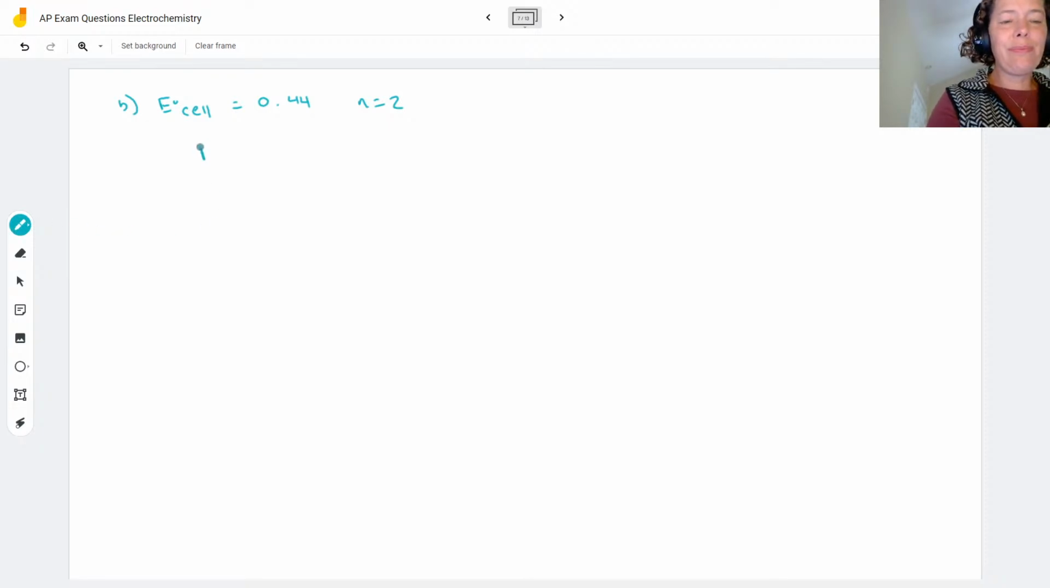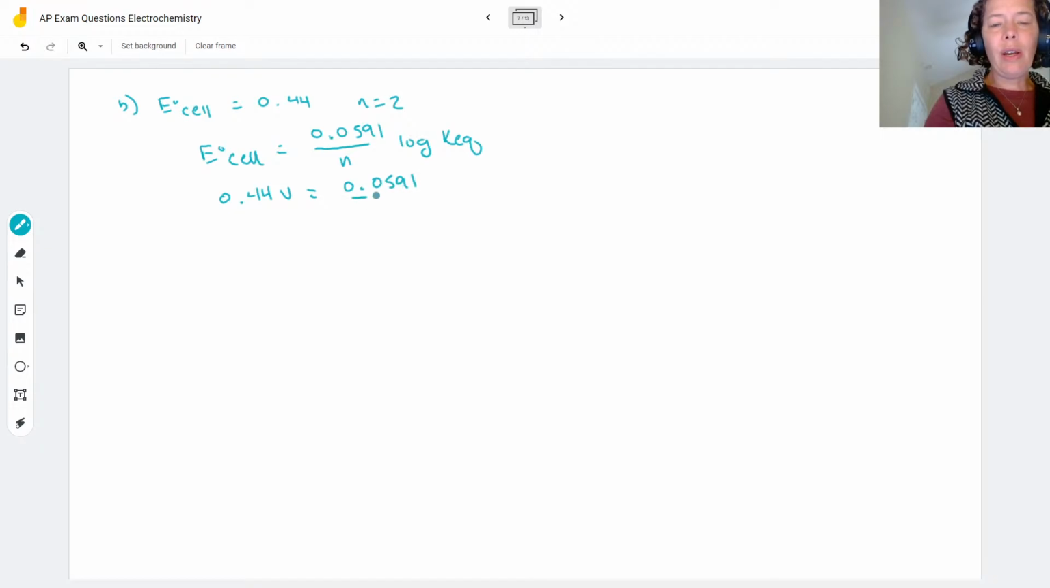All right, let's get our equation. So E cell is equal to 0.0591 over N times log of KEQ. So let's plug our numbers in. This is 0.44 volts, 0.0591 over 2, log KEQ, and when you do your algebra, you get a KEQ of 7.8 times 10 to the 14th.